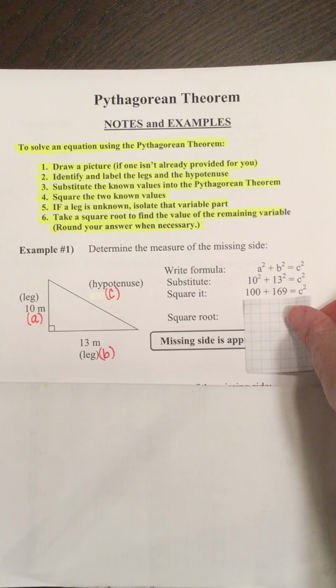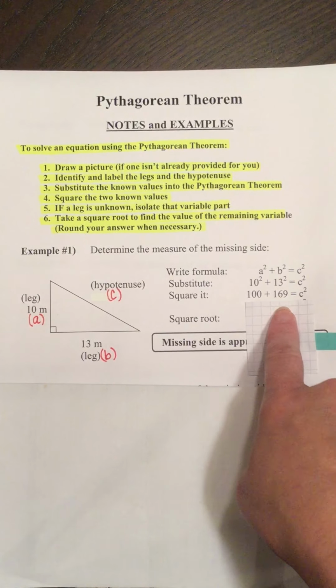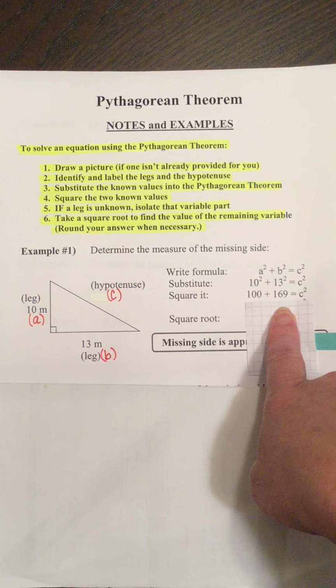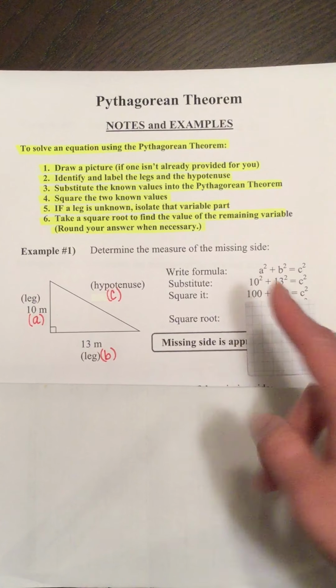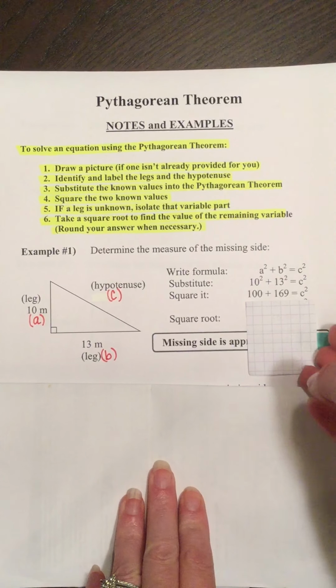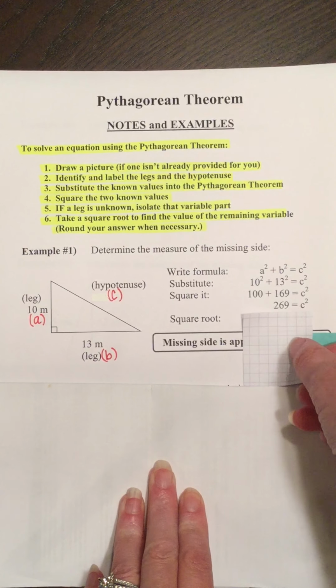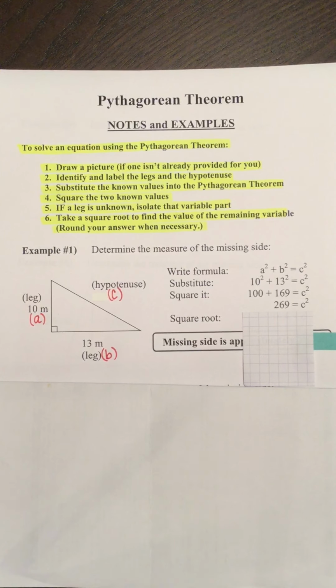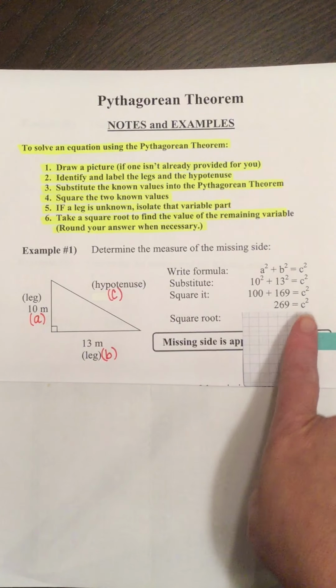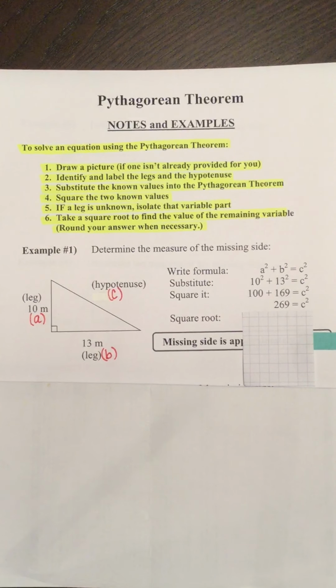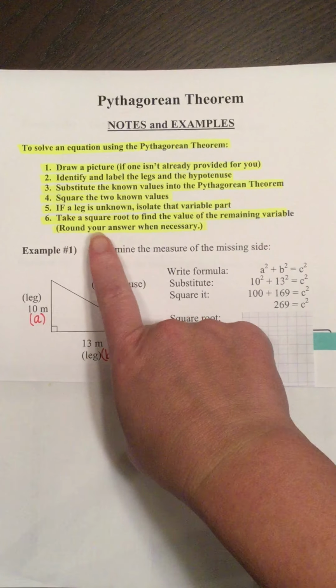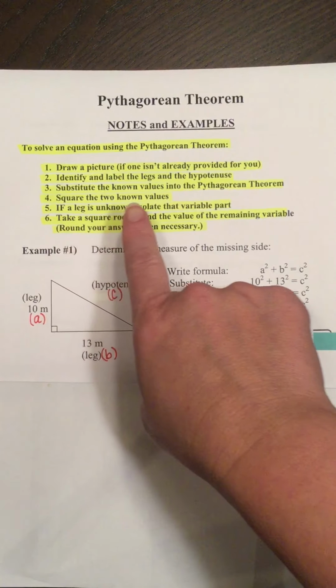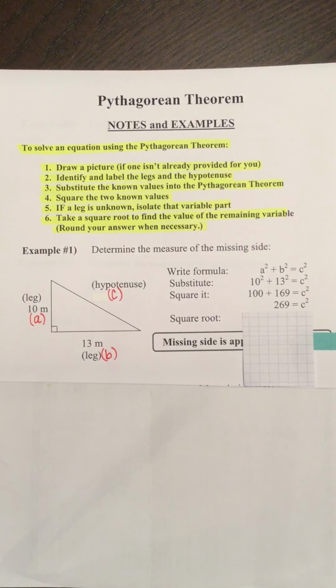And 13 squared we said was 169. So this would be the next thing I need to see when you're showing your work on your problems. Then you would add those two together and you would get 269 equals c squared. That is not the hypotenuse. That is the hypotenuse squared. So the way we find what c equals, just c, is number 6 up here. Take a square root to find the value of c.